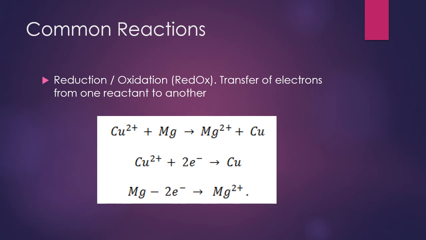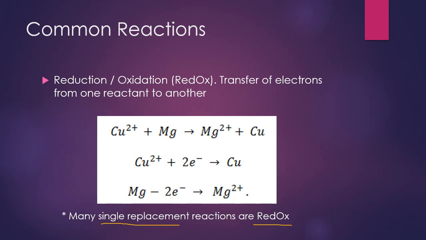Another common type of reaction that we'll see are reduction-oxidation reactions, also known as redox reactions. These occur when there's a transfer of electrons from one reactant to another. We're going to explore these types of reactions in more detail in Chapter 8. But we want to introduce them now because a lot of the single replacement reactions that we have looked at are also redox reactions.